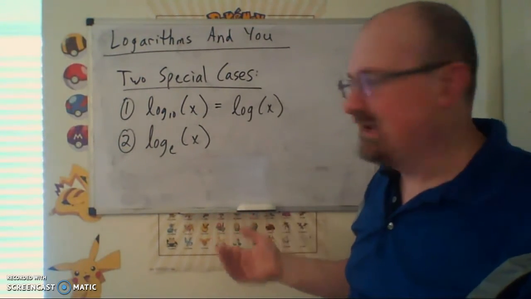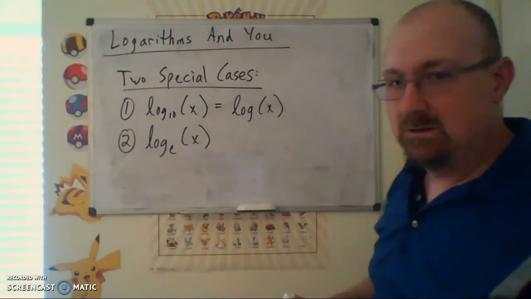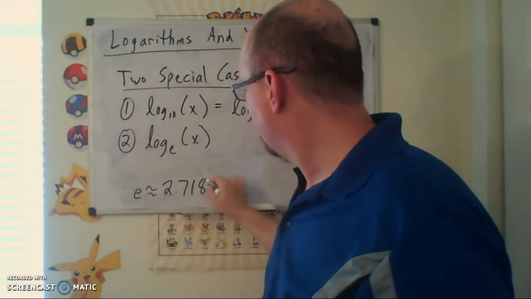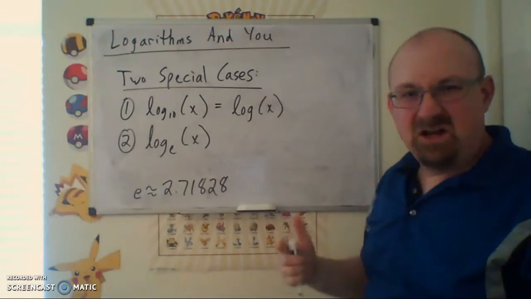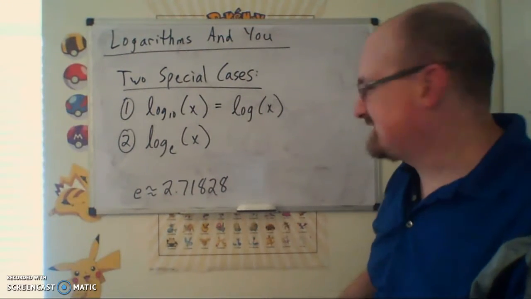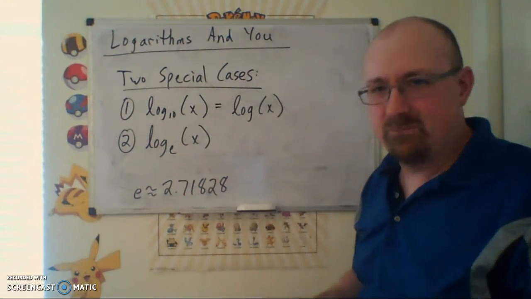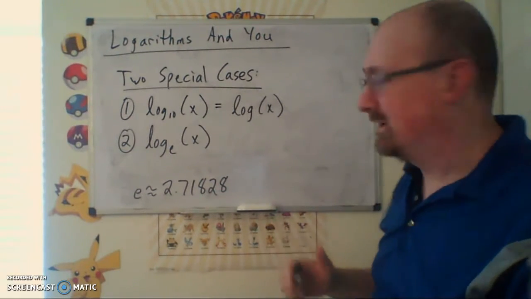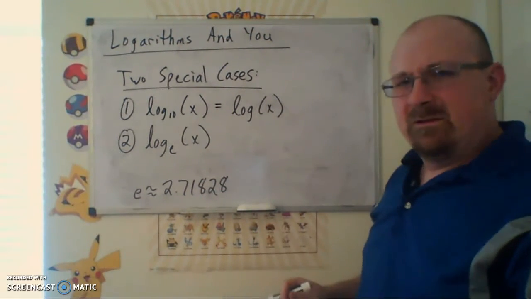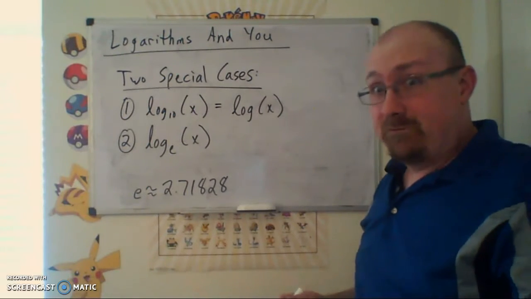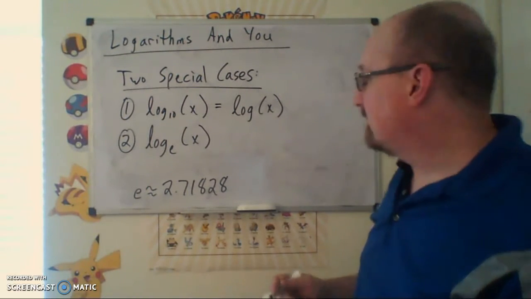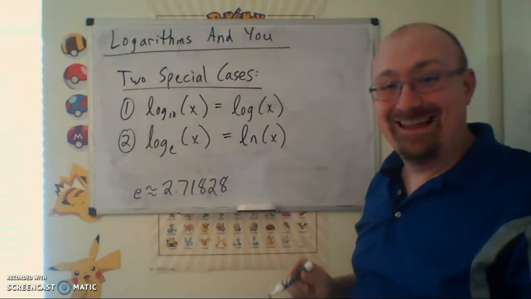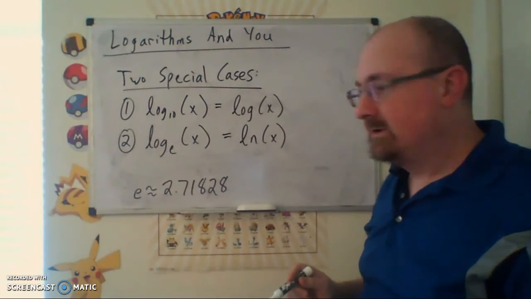You may remember that this is a base e logarithm. e is an irrational number. It's approximately 2.71828. There's another 1828 after that, but then it quits repeating. But we use that logarithm more often than any other log in a calculus context. We refer to that using the letters ln, for natural logarithm.